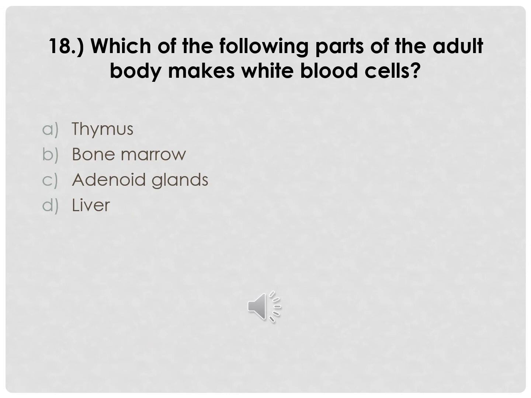Which of the following parts of the adult body makes white blood cells? So both red and white blood cells are created in the red bone marrow. That's letter B, bone marrow. However, some of the white blood cells mature in the thymus, and that's why they gave you thymus as an option, although it's not the correct answer. And the liver and the adenoid glands both do not produce red or white blood cells.